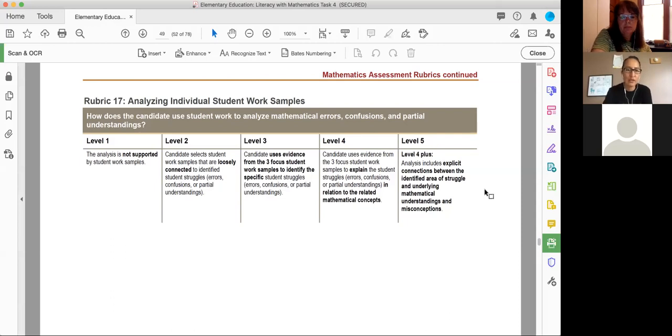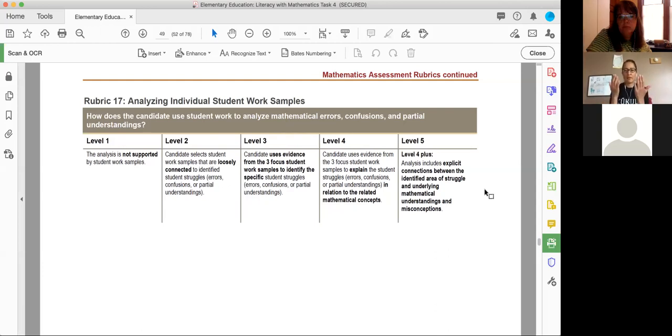Level 2, candidate selects student work samples that are loosely connected to the struggles. So it might kind of say it, but you don't want to worry about 2. You want to make sure that you use evidence from the 3 focus students' work samples and identify specific struggles. That's level 3. So make sure that you're using specific struggles from within that work sample to demonstrate what you're talking about. And that's why it says to cite specific work.